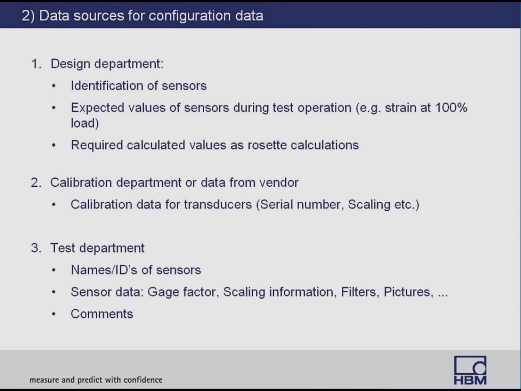Secondly, there is usually a calibration department involved or data from a vendor that supplies transducers or sensors. They will usually provide calibration data for the transducer, serial numbers, scaling, and so on. And there's data coming from the test department, including the names, the IDs of sensors, sensor data, gauge factors, scaling information, filters, pictures, comments, etc.